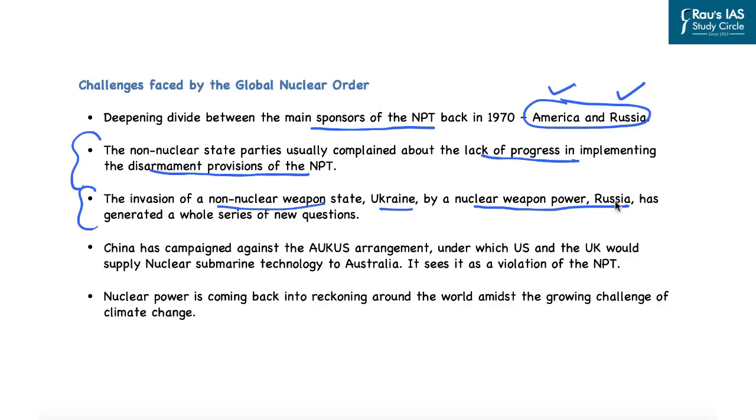Further, China is also complaining against the AUKUS arrangement in the Indo-Pacific region. AUKUS is basically a security partnership between Australia, the UK and the United States of America. One of the important provisions of this partnership is that the US and UK would be supplying nuclear submarine technology to Australia. However, China sees it as a violation of the NPT treaty. And finally, nuclear power is again assuming importance in the backdrop of climate change issues, where we are aware that coal-based power plants are major issues leading to increasing carbon emissions. Replacing these coal-based power plants with nuclear power plants can be one of the solutions.